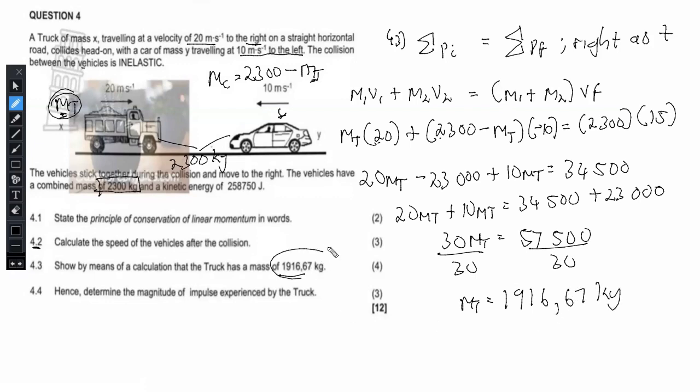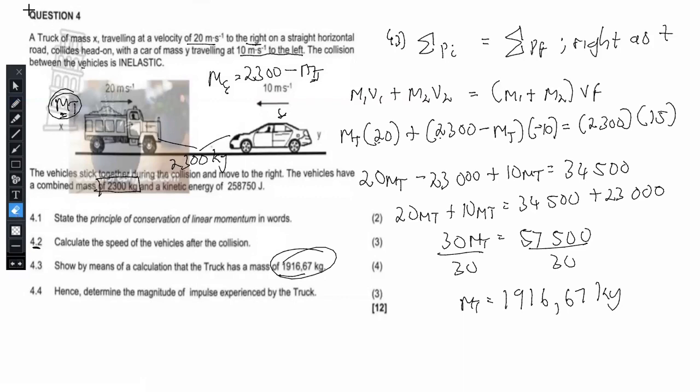And then just like that, we have proven that the mass of the truck is 1,916.67 kg. If we are interested in the mass of the car, then it's simply taking the 2,300 minus this value here, and then just like that we'd find the mass of the car. But that was not the question right there. We were just supposed to find the mass of the truck, which is why I had to represent the mass of the car in terms of the mass of the truck. Right, okay, now that's it for that former question.